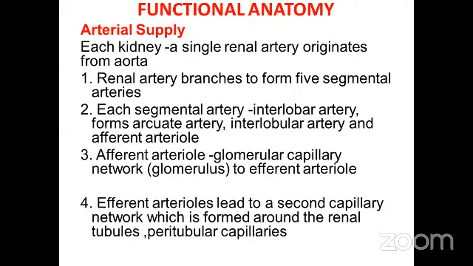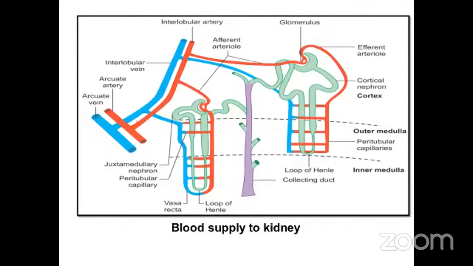If we see the arterial supply to the kidney, each kidney has a single renal artery which originates from the aorta. The renal artery branches to form segmental arteries. Segmental arteries form interlobar arteries, which form arcuate arteries, interlobular arteries, and afferent arterioles. The afferent arteriole goes to the glomerular capillary network, the glomerulus, and forms the efferent arteriole. The efferent arteriole leads to the second capillary network formed around the renal tubules, the peritubular capillaries. So this is the blood supply to the kidney.